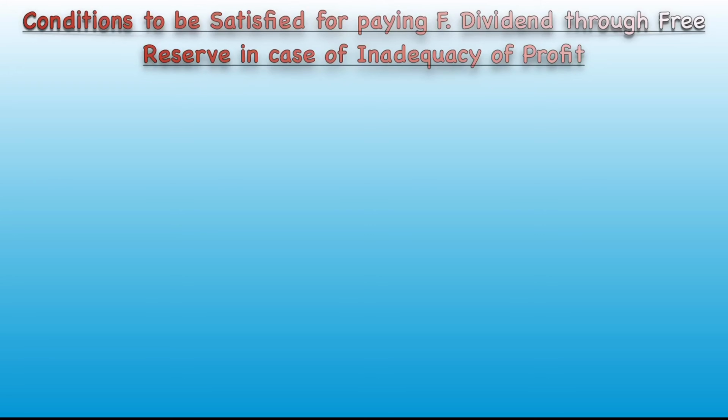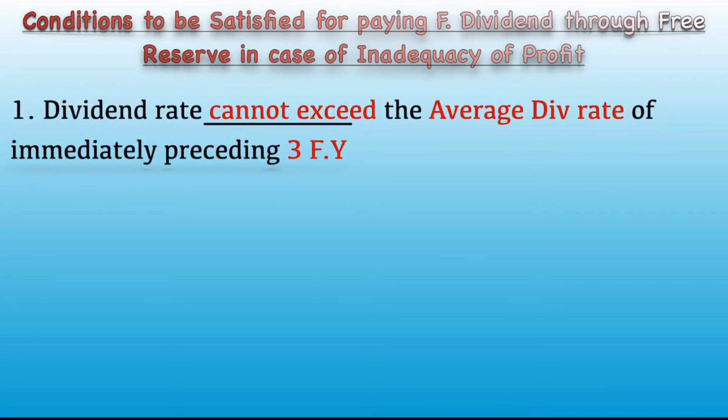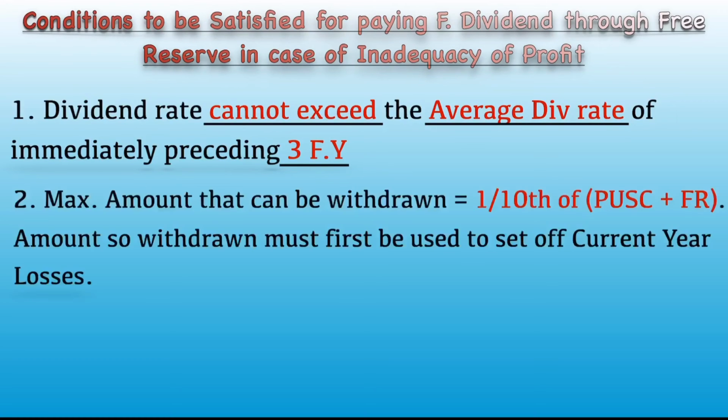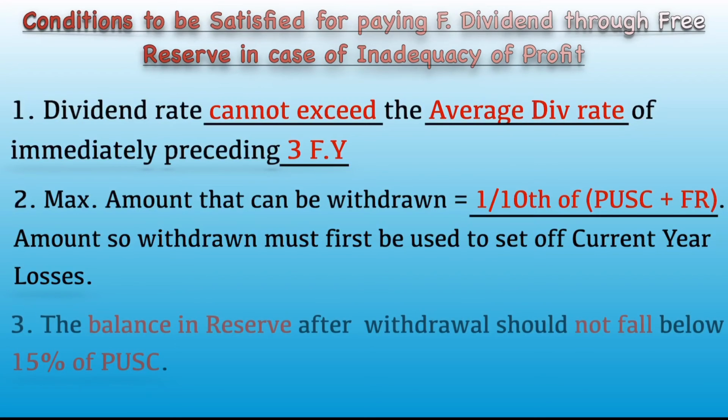Now let's talk about what are the conditions to be satisfied for paying final dividend through free reserve in case of inadequacy of profit. Number 1. Dividend rate cannot exceed the average dividend rate of immediately preceding 3 financial years. Number 2. Maximum amount that can be withdrawn is 1/10 of total paid up share capital plus free reserve. Amount withdrawn must first be used to set off current year losses. Number 3. The balance in reserve after withdrawal should not fall below 15% of paid up share capital.